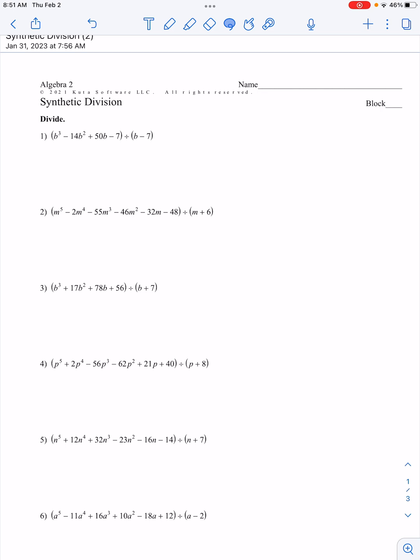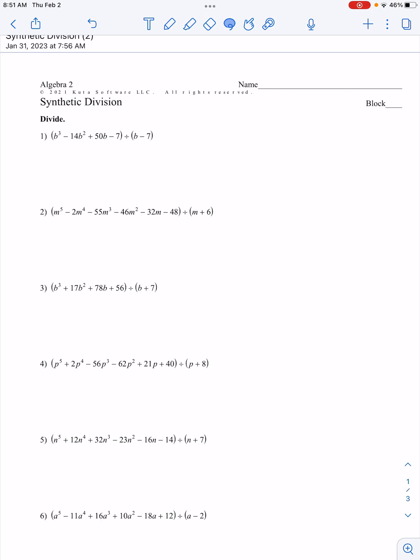The concept of this video is to show you the last way that we have learned how to divide polynomials, and that's called synthetic division. Most students really like synthetic division. It's a lot faster than the box method. So if you feel comfortable with synthetic division, then you would be able to use this way to divide.